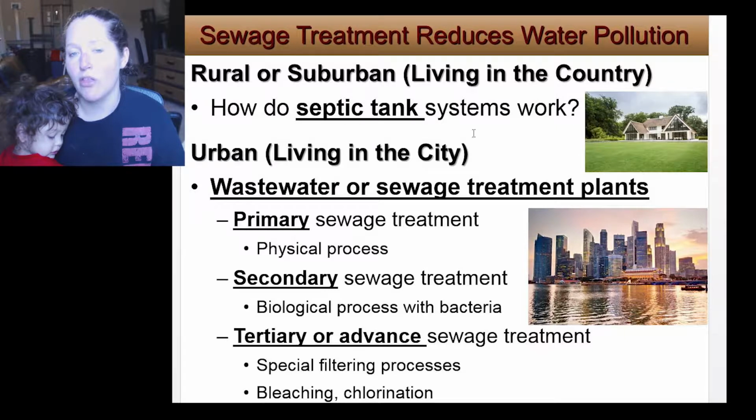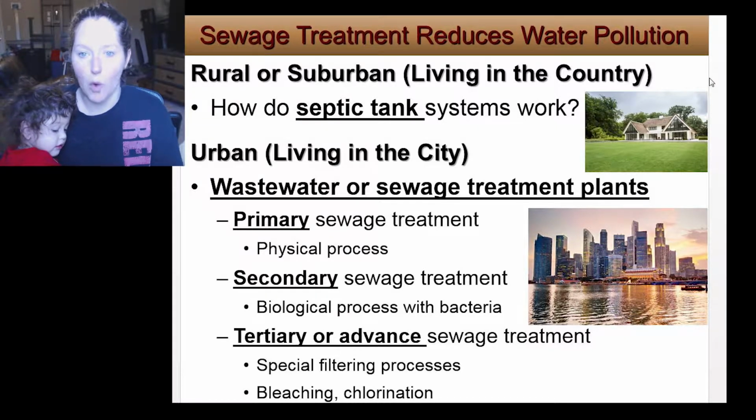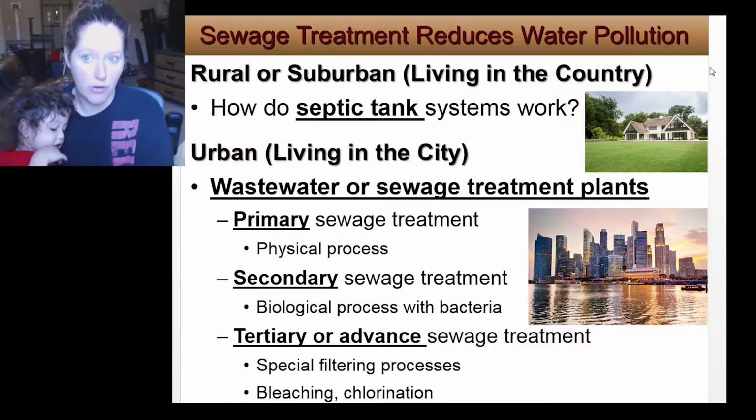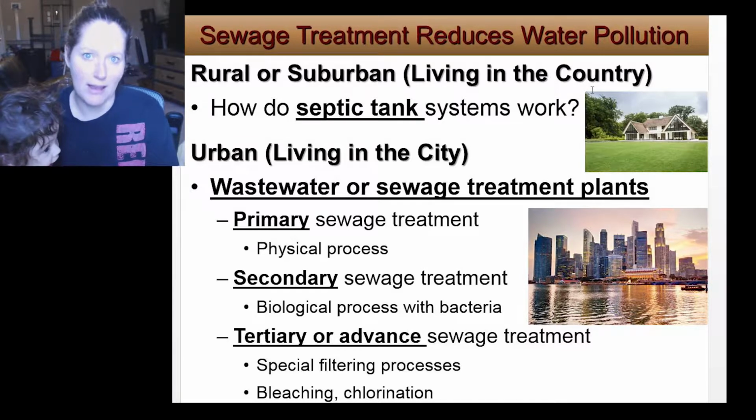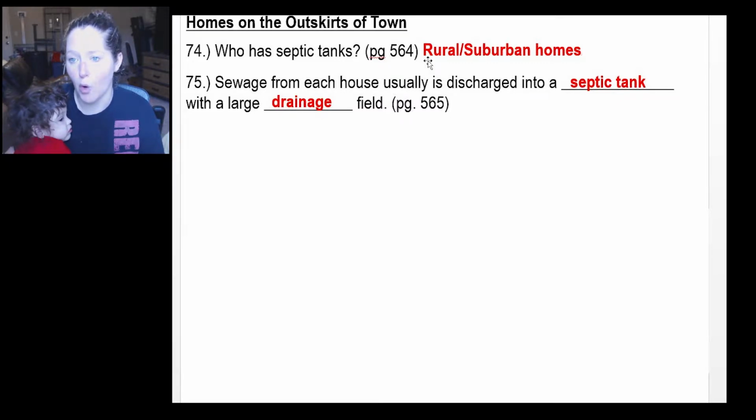So we're going to start with looking at if you live out in the country. So if you live in rural or suburban homes on the outskirts of town, you might have what, like I said, is known as a septic tank system. So let's jump down here to this slide. And this is on Google Classroom, so you can actually go through this PowerPoint by yourself. And so anyway, if you live on the outskirts of town, out in the country, you have a septic tank. So that's what we put right here. So you are considered rural or suburban, your home, your business, you probably have a septic tank.